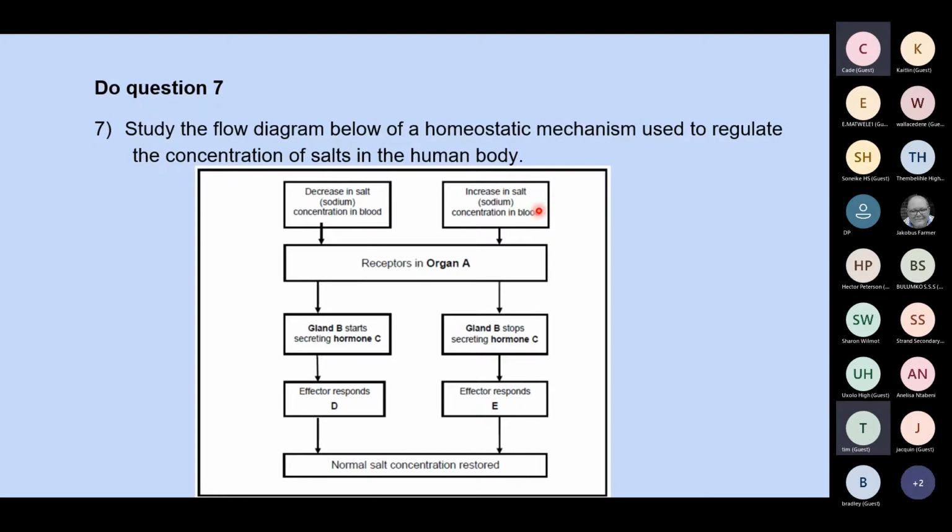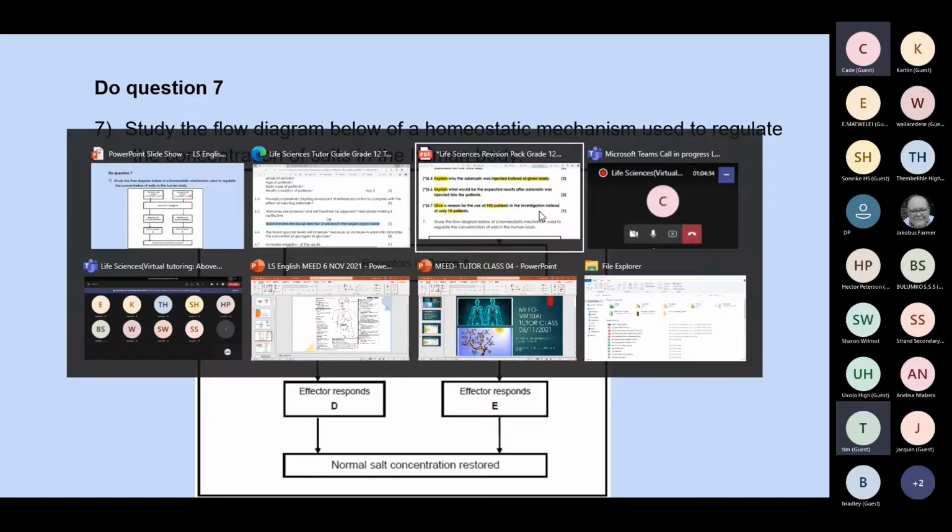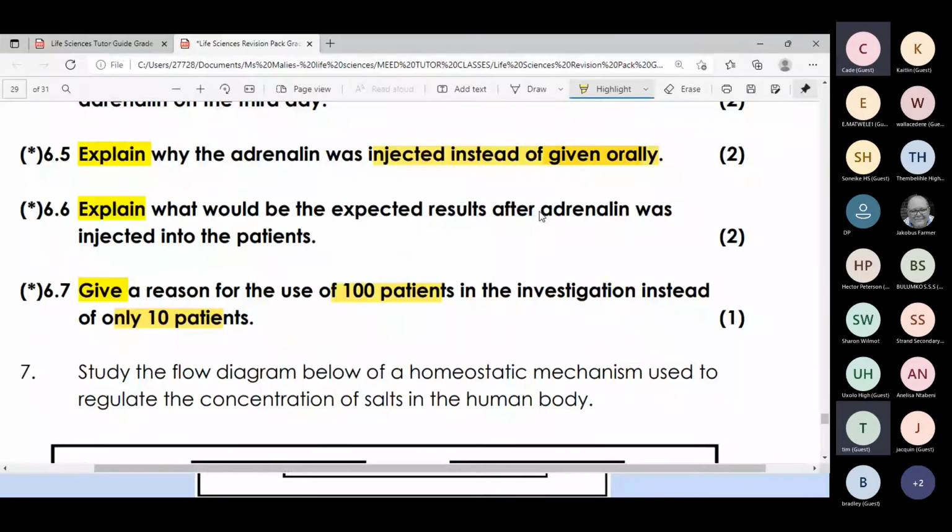Question number 7, grade 12. Study the flow diagram of the homeostatic mechanism used to regulate the concentration of salt in your body. This question is on page 29.